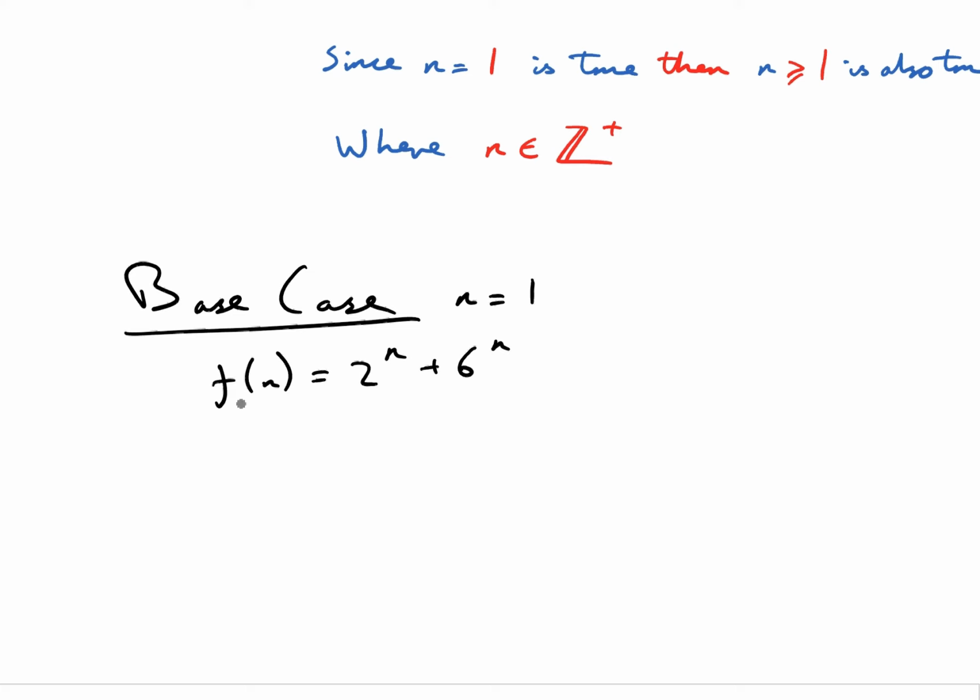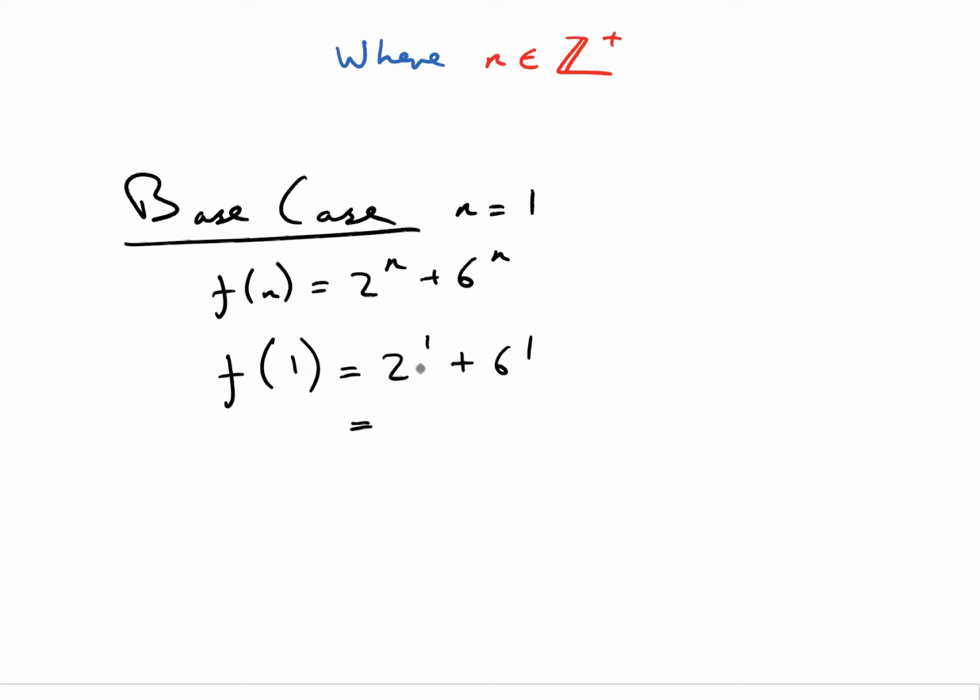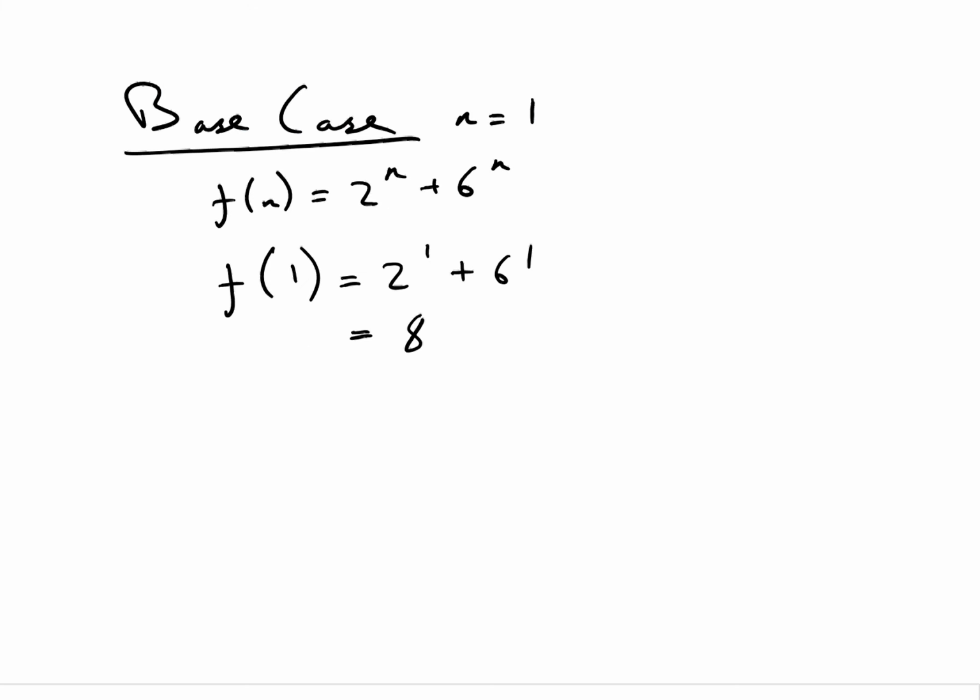So our base case is when n equals 1. So f of 1 is equal to 2 to the power of 1 plus 6 to the power of 1. I've just replaced n by 1. And that is equal to 2 plus 6, which is 8. Clearly that is divisible by 8, because that number there is 8, so we can divide it by 8. It's going to go in there once. So therefore, base case is true. It is divisible by 8.